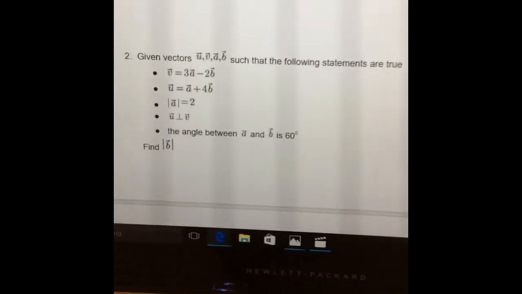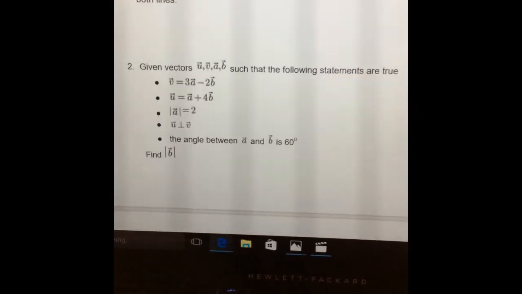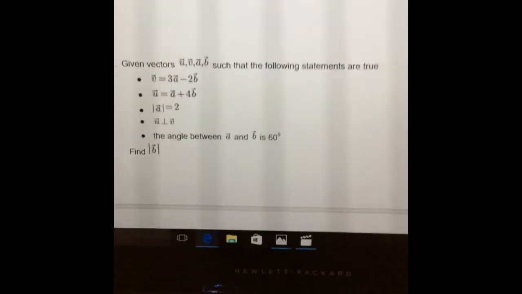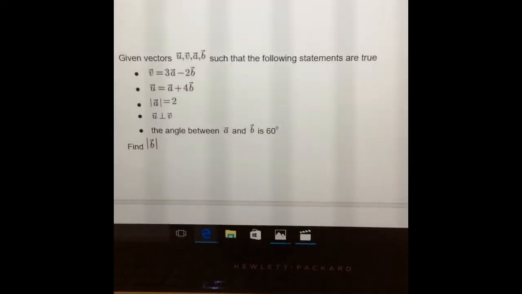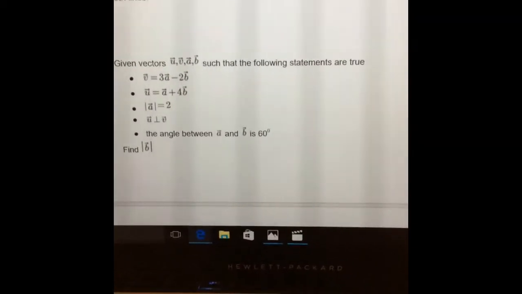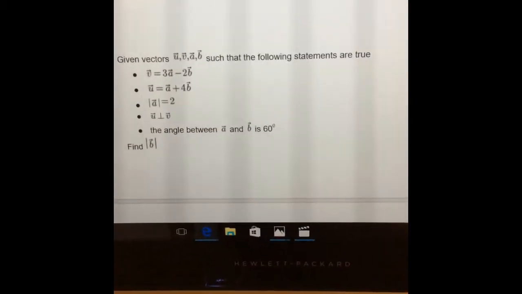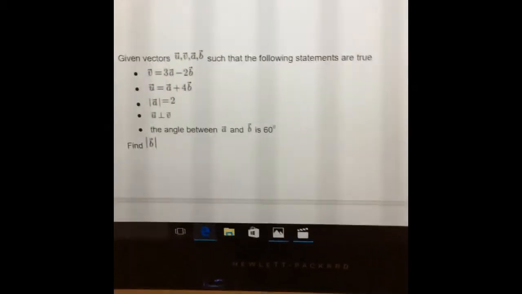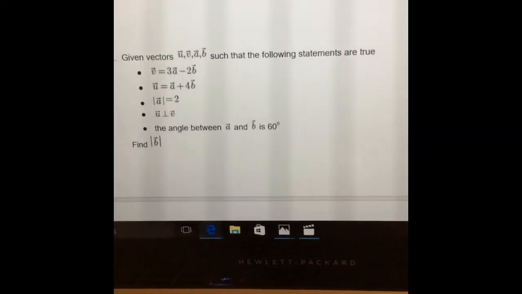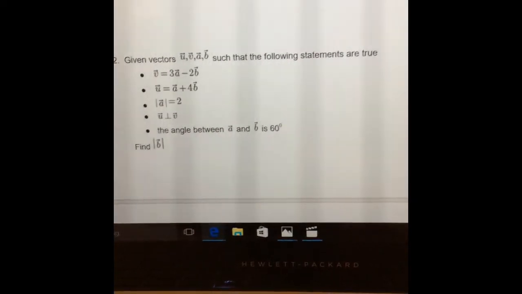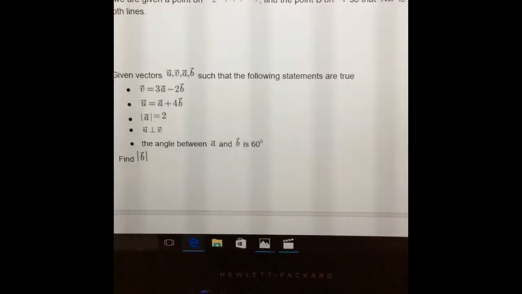Question number 2, I thought it was a little bit more complex. So we're given these four vectors. Vector v equals 3a minus 2b, u equals a plus 4b, the magnitude of a is equal to 2, u is perpendicular to v, and the angle between vector a and b is 60 degrees. So we need to find the vector.